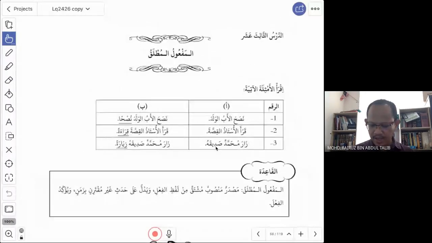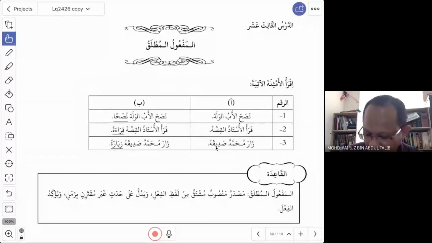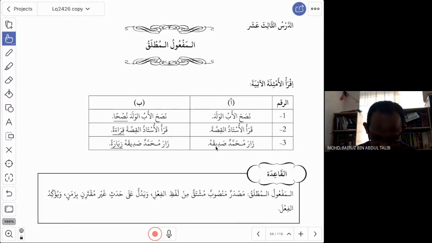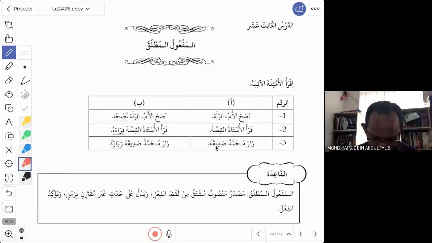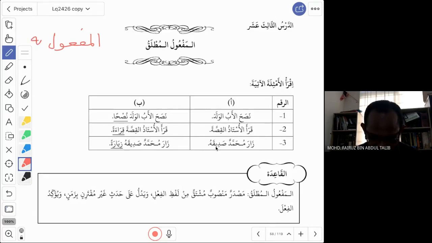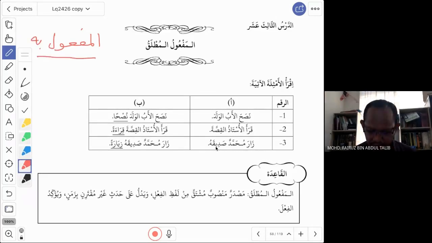So previously we have learned al-maf'ul bi. Ingat lagi ya? So in previous classes you have learned al-maf'ulu bi. Al-maf'ulun bi is the object kan? Objek untuk perkara yang kita lakukan benda tu. So you call it al-maf'ul bi.